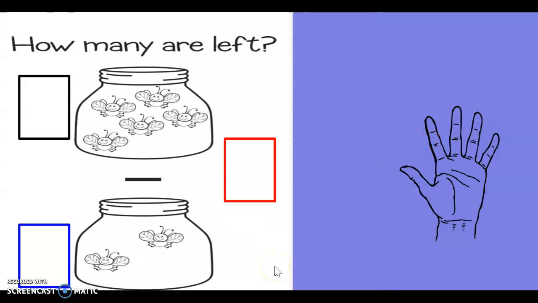All right, so on this slide, you're going to practice subtracting. Okay, you're going to practice this with your teacher or with someone who's with you to help you finish your work, okay? Now, in the black box, you're going to write how many bugs are in the jar. In the blue box, you're going to write the number of how many you need to take away. And in the red box, you're going to write how many are left, okay? You could also use the hand here, or you can use your fingers to figure it out. Go ahead and pause the video and do that now.